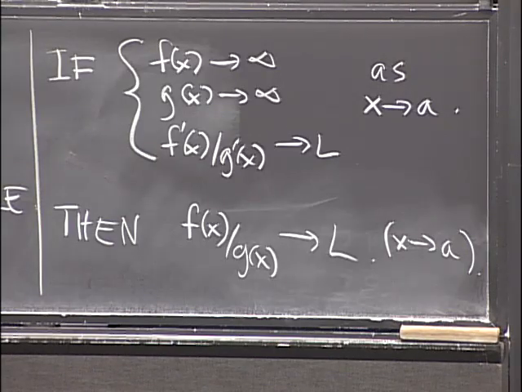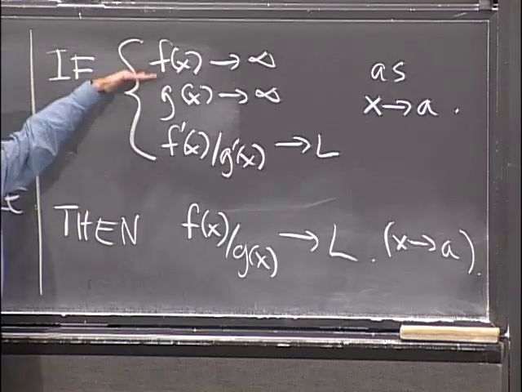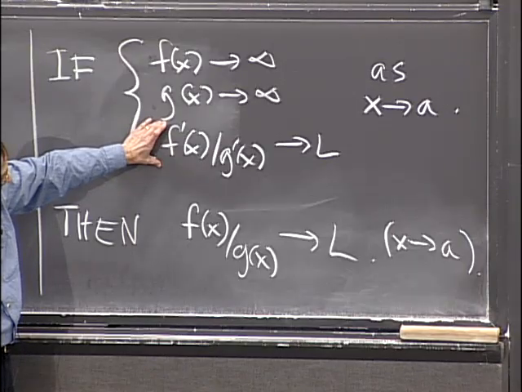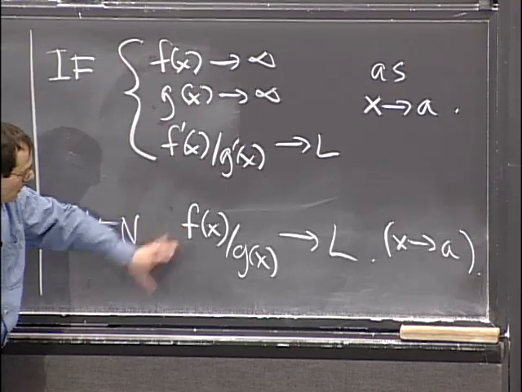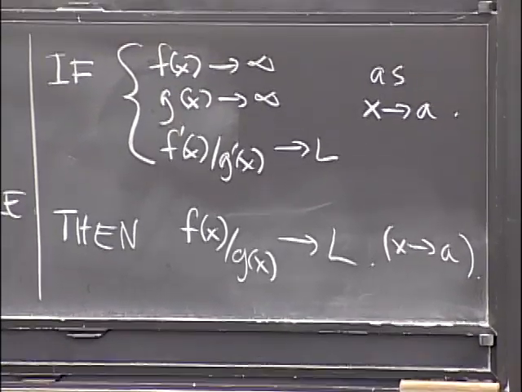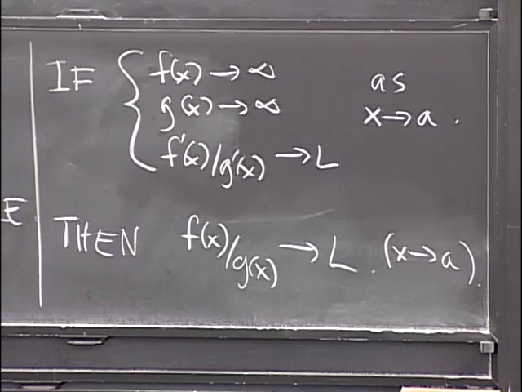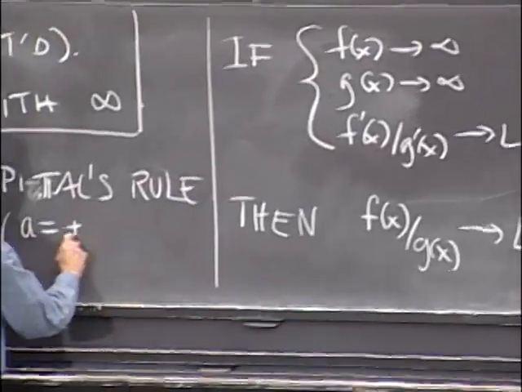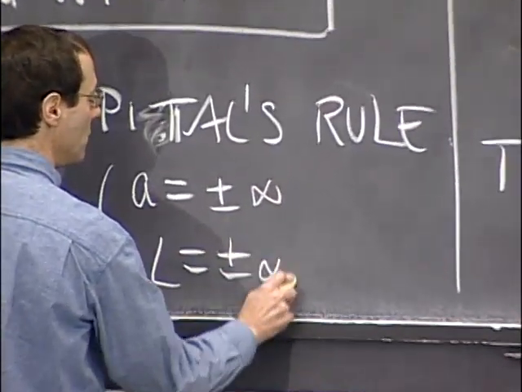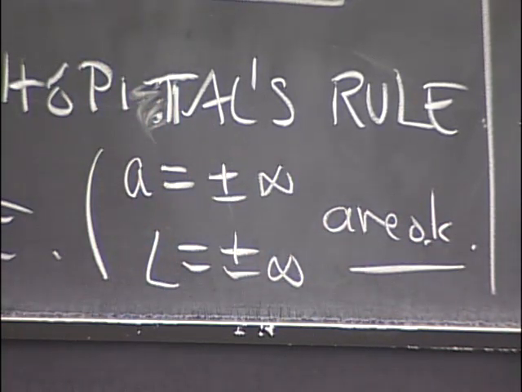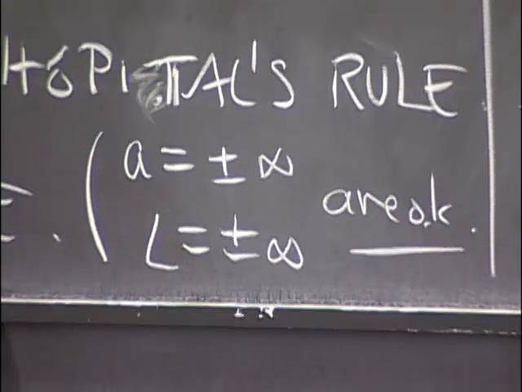So it's three limits, but presumably the first two are obvious, and this one is exactly what we were going to check anyway. It gives us this one limit. So that's the statement. And the other little interesting point here, which is consistent with this idea of dealing with infinity, is that a equals plus or minus infinity and L equals plus or minus infinity are okay. That is, the limit capital L, and the number a can also be infinite.